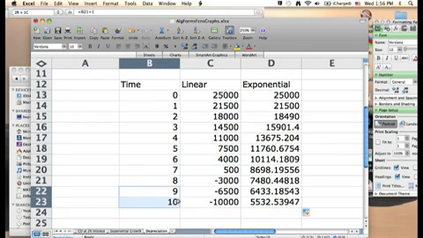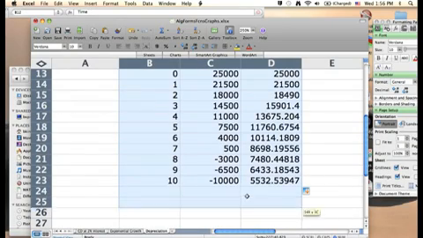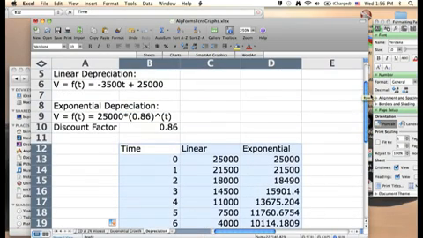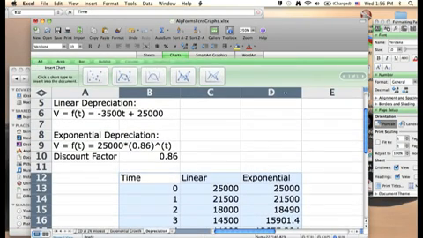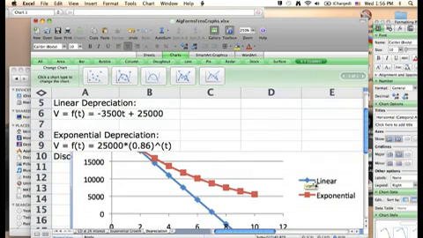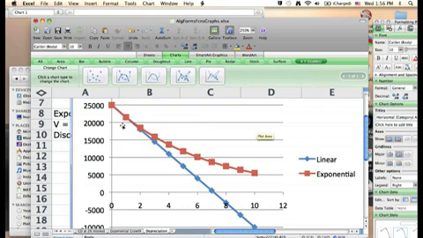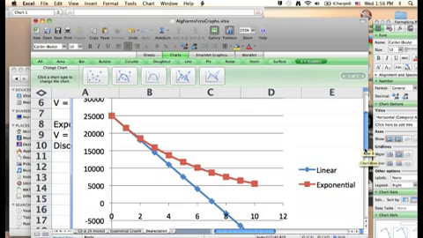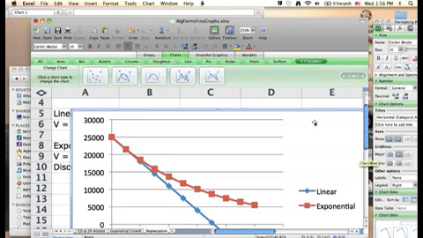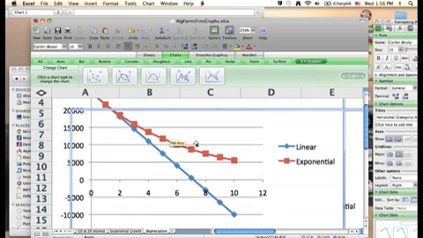And then you can graph these things too. Make a quick graph to show you the differences between them. I highlighted everything, do a scatter plot. There we go, there's the difference between the graphs. They both go down at the same rate initially, approximately, but then the linear one becomes unrealistic and goes negative, whereas the exponential is maybe more realistic. You're assuming the value is going down by 14% each year when your discount factor is 86%.